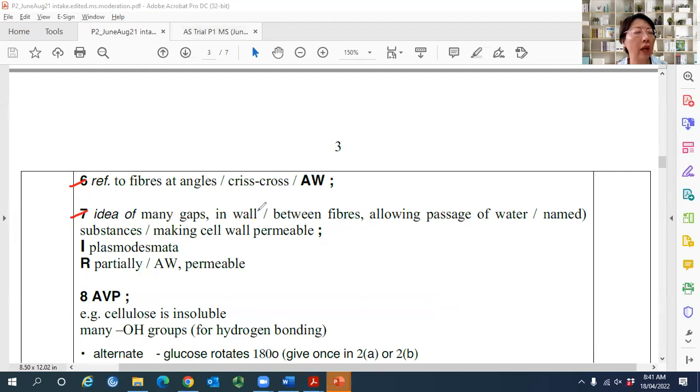And then this one, no student mentioned. This is also a function of the cellulose cell wall. That means the cell wall is freely permeable. So why is it freely permeable? It's the way the cellulose fibers are arranged, allowing many gaps to be formed between the fibers. Those gaps allow passage of water or other substances, like sucrose. Okay, so that's that.